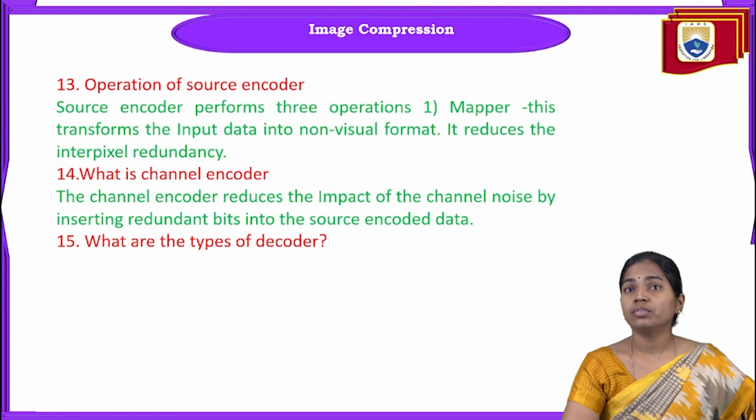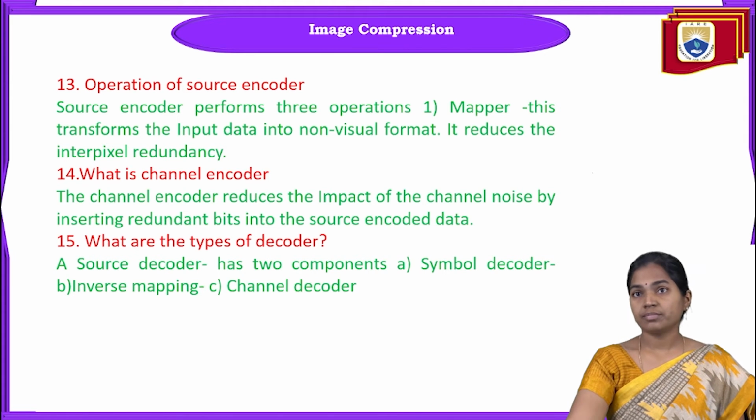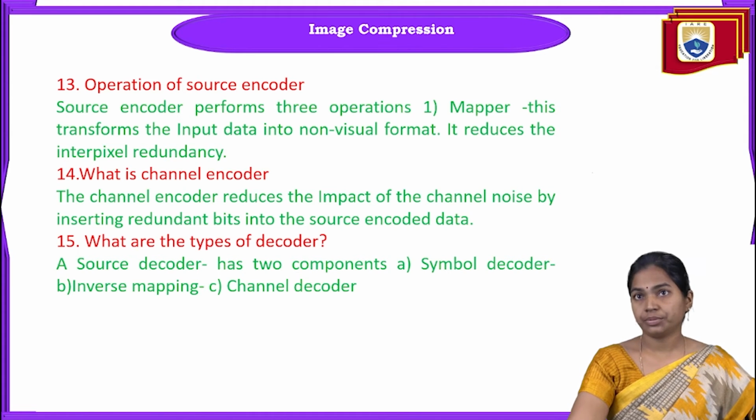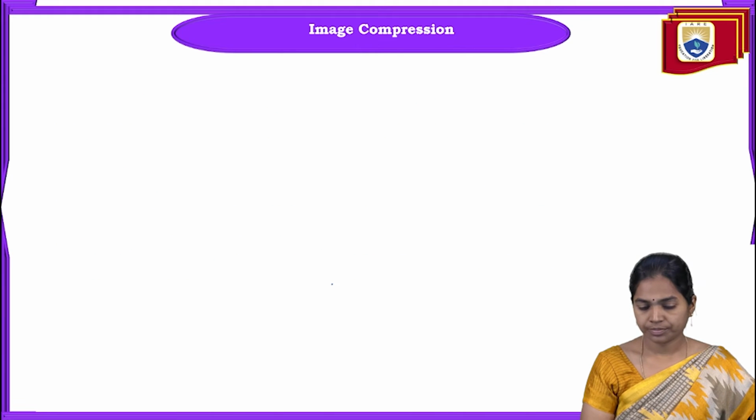What are the types of decoders? The source decoder has components: the symbol decoder, inverse mapping, and the channel decoder. On the encoder side we use mapping, and on the decoder side we have inverse mapping, the symbol decoder, and the channel decoder.